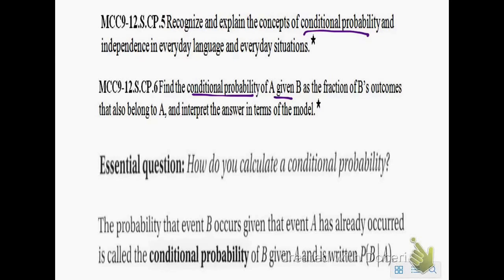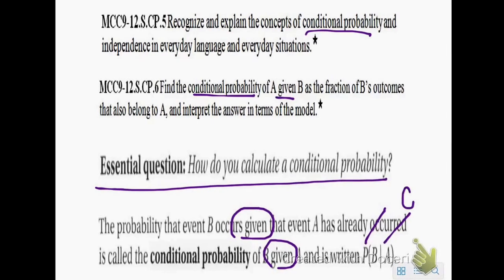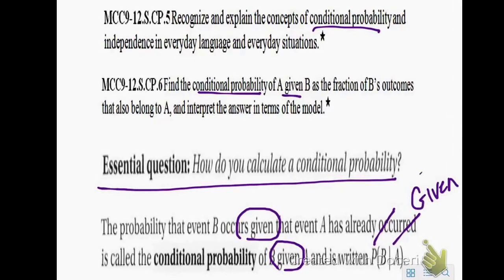Our essential question: how do we calculate conditional probability? In order to do that, we need to know what conditional probability is. The probability that event B occurs given that event A has already occurred is called the conditional probability of B given A. And here's your notation here. P stands for probability, set B, this bar here means given, set A.